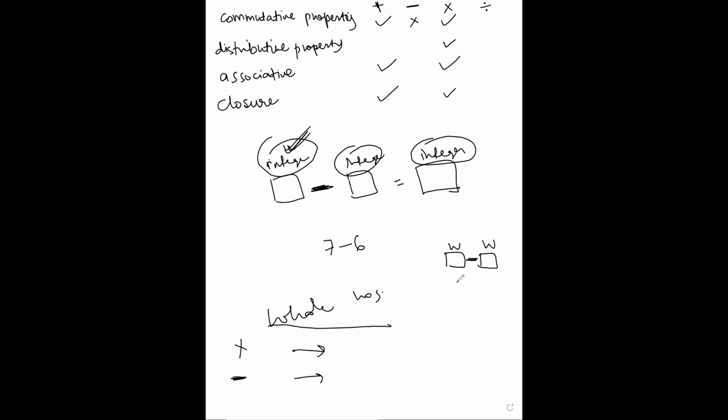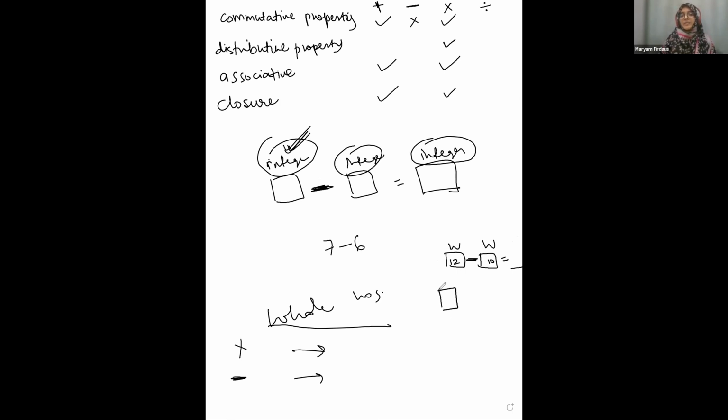Can you tell me why? Because after subtracting the whole numbers, you will get a whole number. Can you give me an example where you subtract two whole numbers and you get a whole number? 12 minus 10. Okay. Now how about I give you two whole numbers?